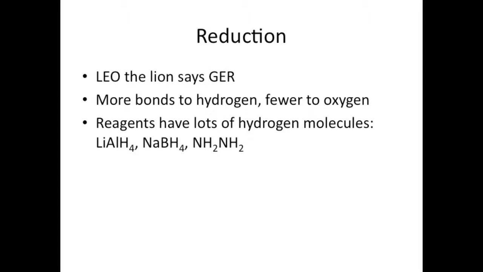Typical reducing agents that you will see have lots of hydrogen atoms in them, which makes them easy to identify. If you get some reagent on the test, you have no idea what it is, but it has lots of hydrogens, you should think reducing agent.